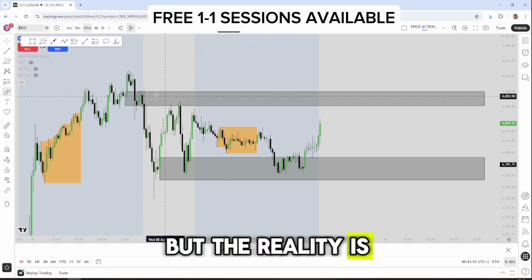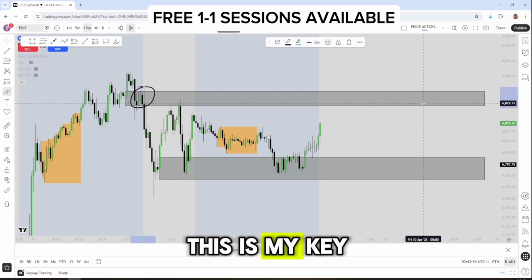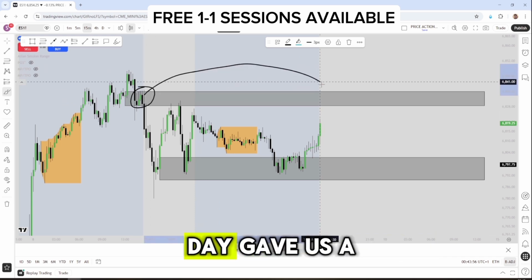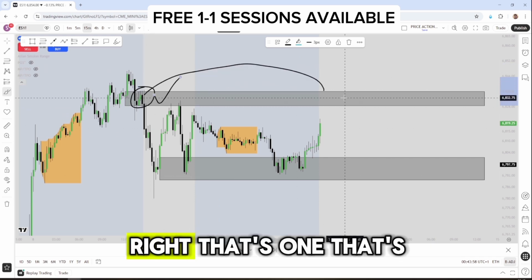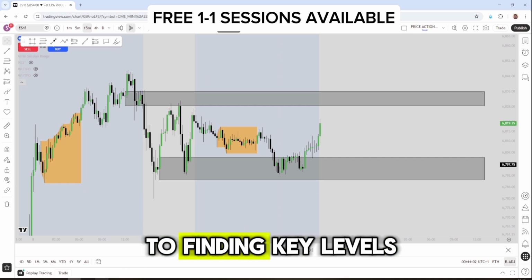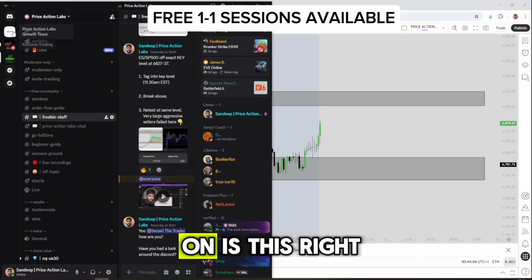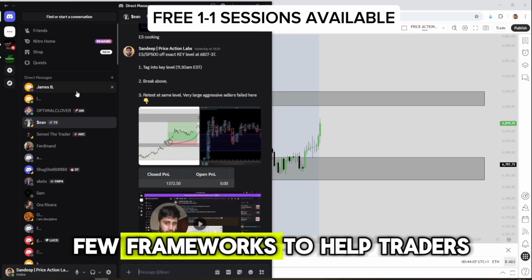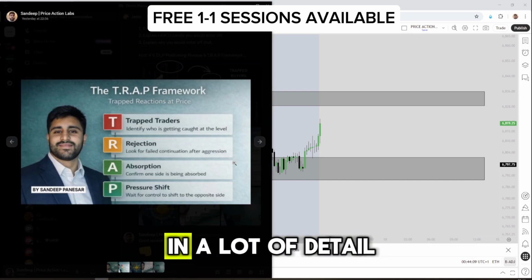But the reality is, this was a key level, right? This is my key level because the previous day gave us a solid reaction, right? That's one way I find my key levels. So when it comes to finding key levels, what you want to focus on is this, right? I've made a few frameworks to help traders break this down in a lot of detail.